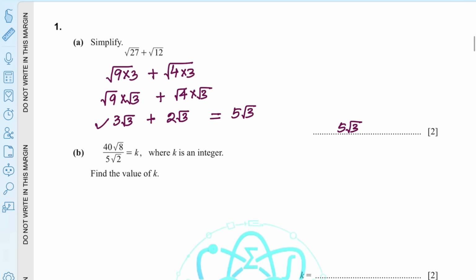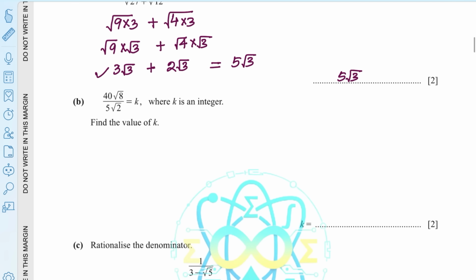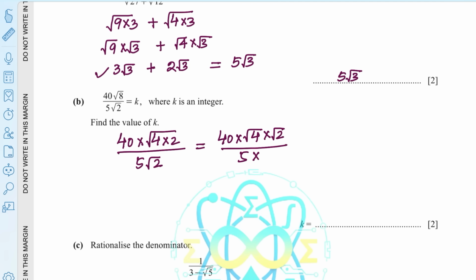Okay, next is given that 40 times square root of 8 over 5 root 2 equals k. This question can be solved in this way. 8 I can write as 4 times 2, square root, over we have 5 root 2 in the denominator. So we can say 40 times square root of 4 times square root of 2 over 5 times square root of 2.